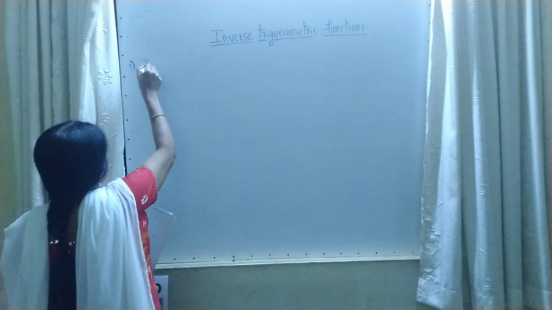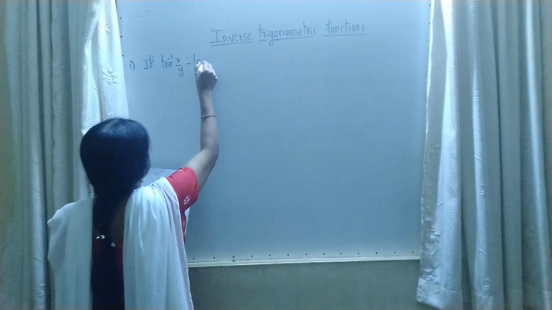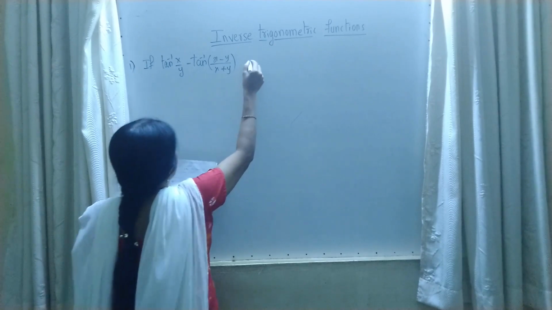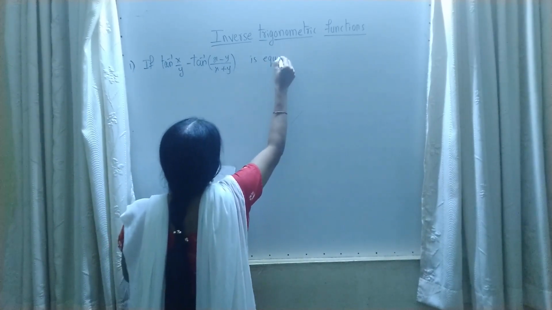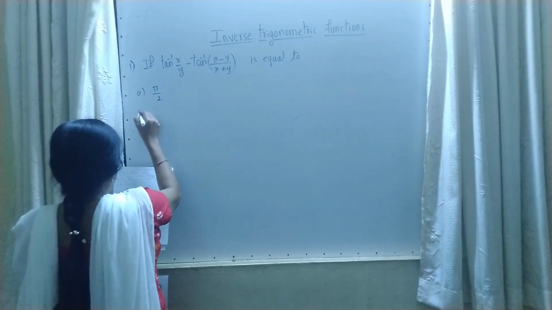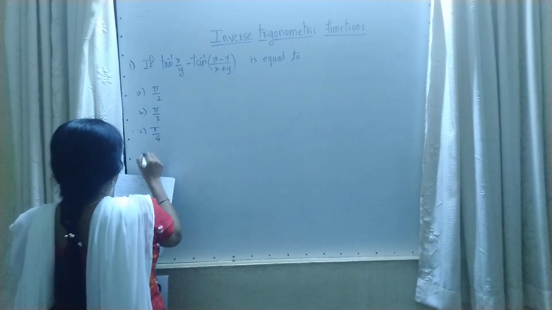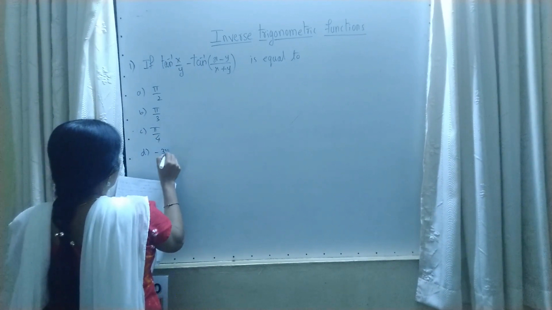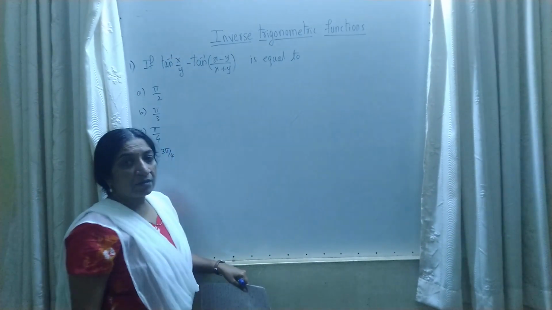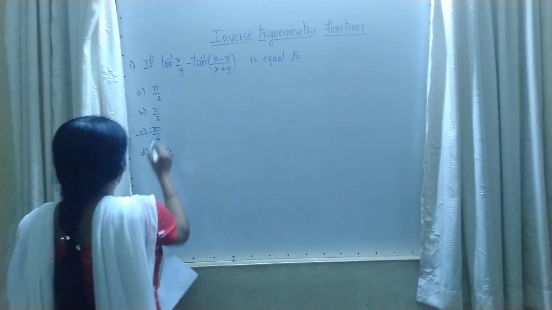See here, tan inverse x by y minus tan inverse (x minus y) upon (x plus y) is equal to: first option pi by 2, second one pi by 3, third one pi by 4, and next minus 3 pi by 4. Here tan inverse x by y minus tan inverse (x minus y) upon (x plus y) is the standard formula and the answer is pi by 4.